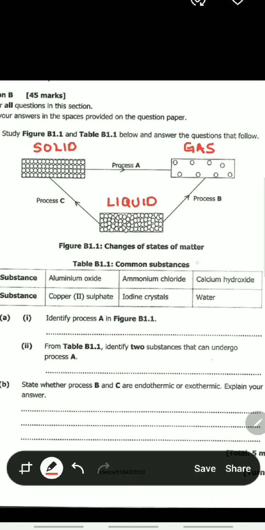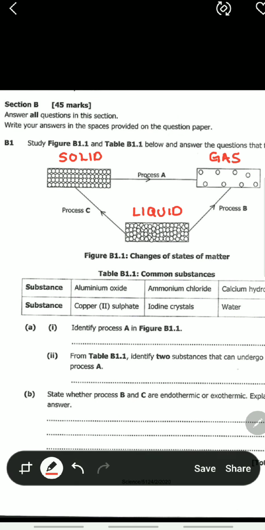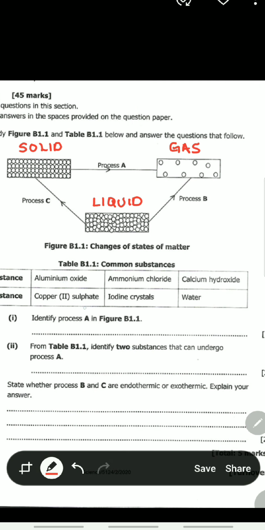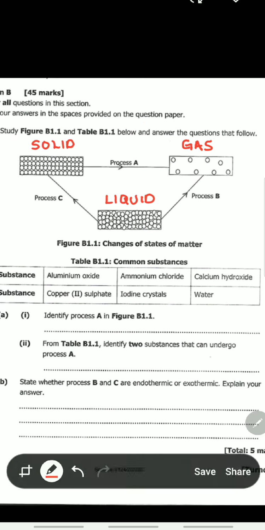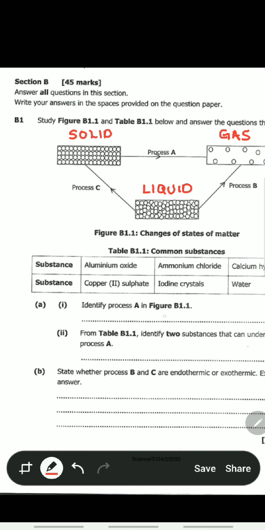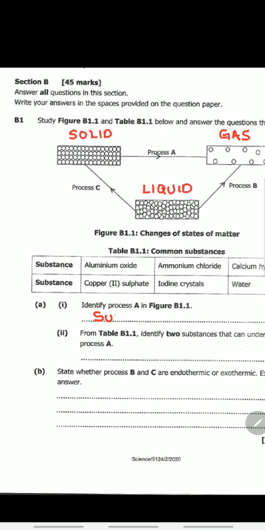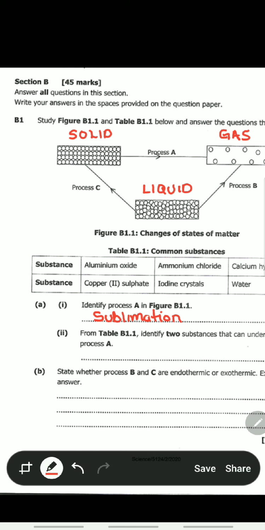Okay, now changes of states of matter we can look at down here on the table where there are common substances. We have aluminum oxide, ammonium chloride, calcium hydroxide, copper 2 sulfate, iodine crystals, and water. A1, identify process A in figure B1.1. Now, process A here, we can see that it is a change of state from solid to gas. This can only be sublimation. So, we'll write sublimation.